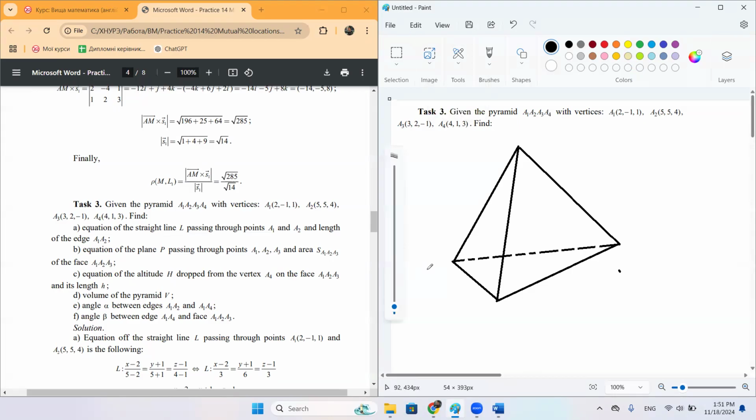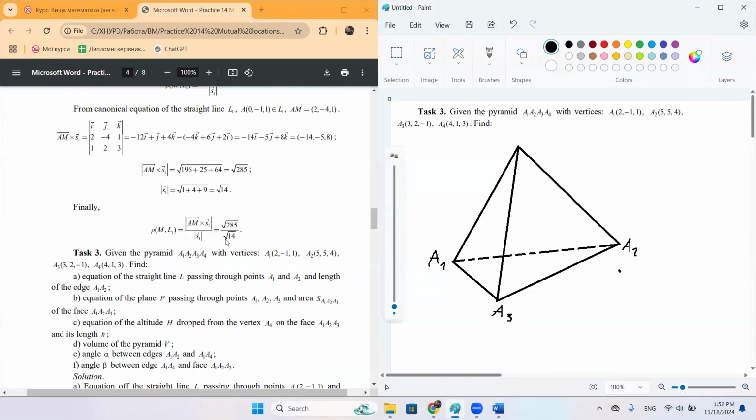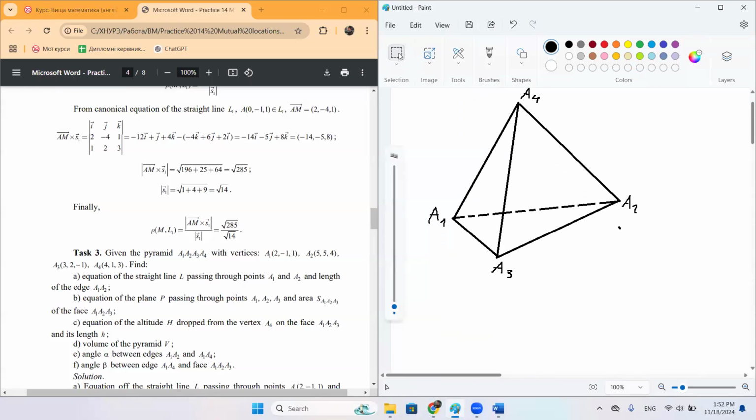So the next vertices, A1, A2, A3, and A4. So what do we have to do? First of all, we need to write down an equation of the straight line L passing through points A1 and A2, and find the length of this edge. So how to solve?